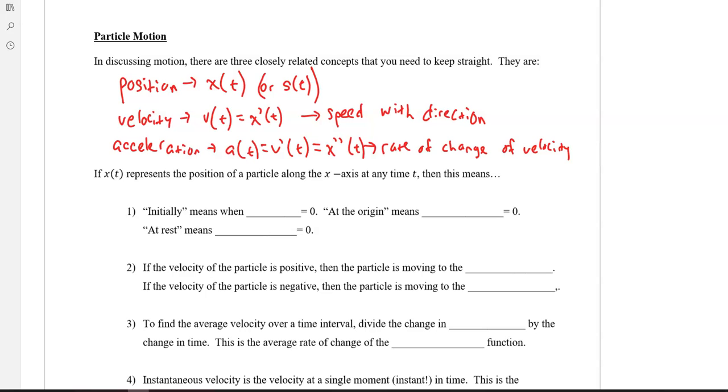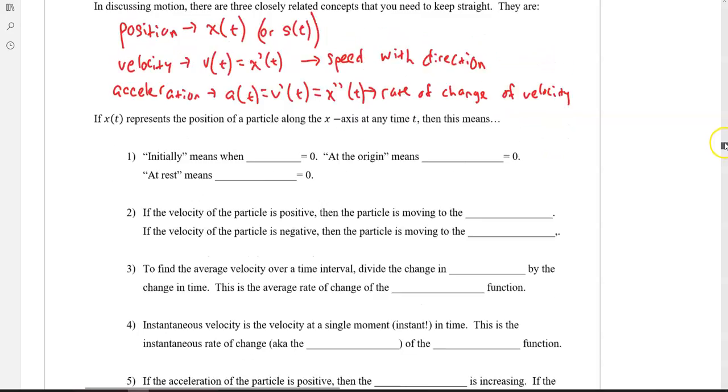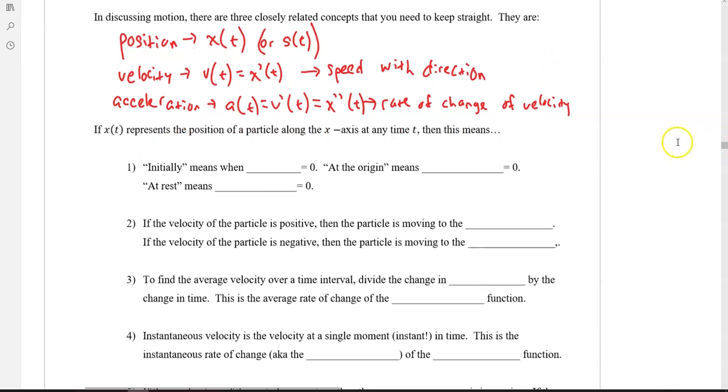Let's fill in some of these blanks, because now we're in a context, we can use phrases or words that make sense in the context to translate these things into math. For example, if we assume that x of t represents the position of a particle along the x-axis, this particle is moving only along the x-axis. So it's one-dimensional motion. It's only moving left and right. We're not talking up and down, backwards and forwards, 3D or 2D. Just one-dimensional, moving along the x-axis, left and right.